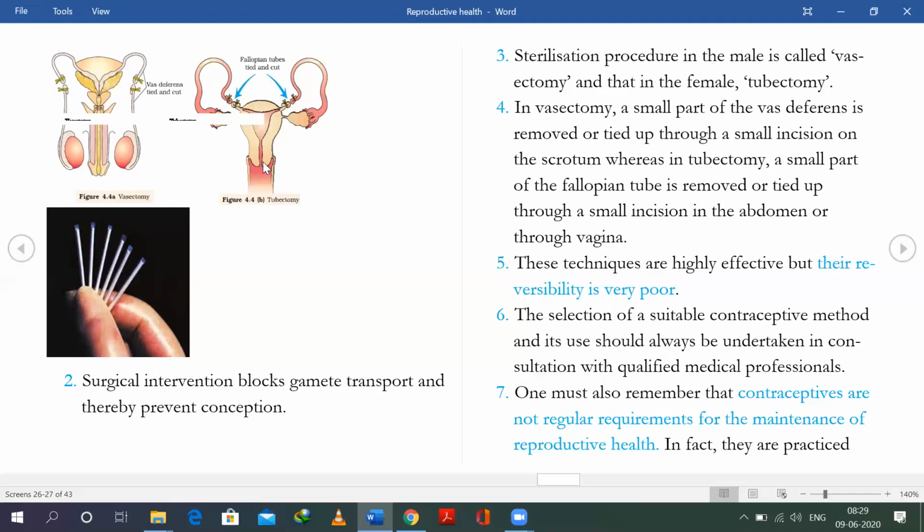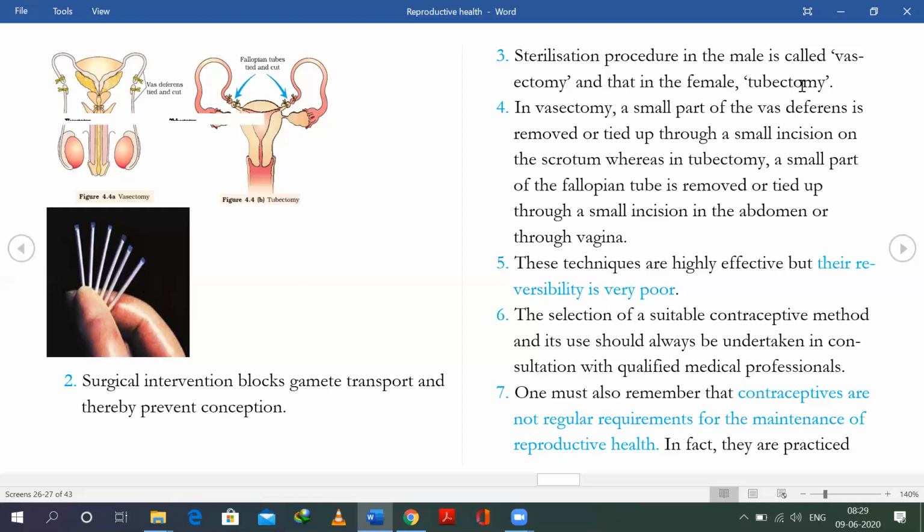The key point to remember here is that only the transport is affected. The reproductive organs, the ovaries and the testis, are not affected, and the person is very healthy and will have healthy sexual expression as well. So there will not be any problem there. And what we are seeing in this diagram are the implants, small match stick like tubes which are implanted under the skin. They block the transport and prevent conception.